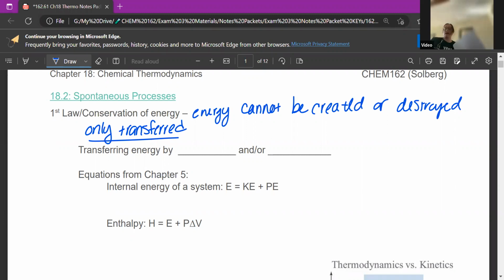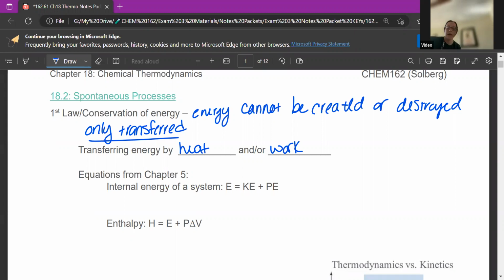Okay, so we can use that as energy. It can be potential energy or kinetic energy. And the way that we transfer energy is by heat and or work. Okay, so this is kind of like the physics of it. This is where thermodynamics comes in. If you ever take P-Chem or physical chemistry, one of those semesters is thermodynamics. So this was chapter 5, so 161.